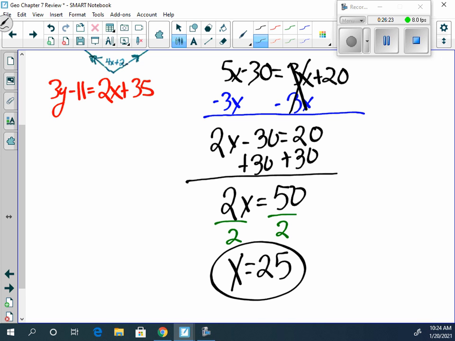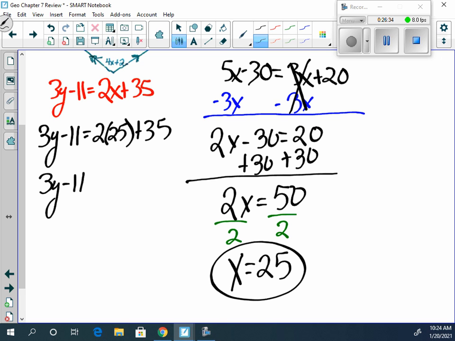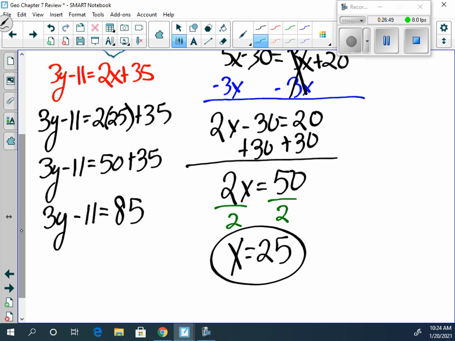Okay, now we'll plug it back in to find the value of y. So 3y minus 11 is equal to 2 times 25 plus 35. Well, 2 times 25 is 50. Well, 50 plus 35 is 85. Any questions on this here so far?